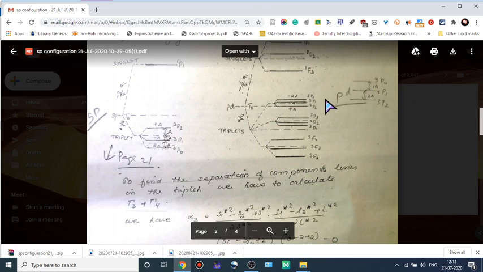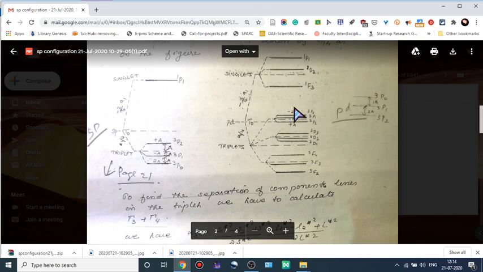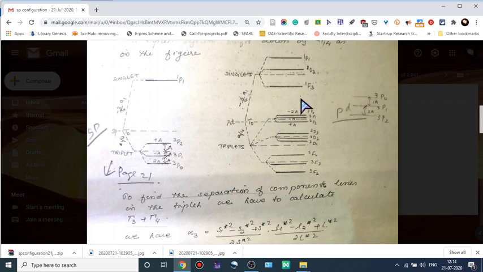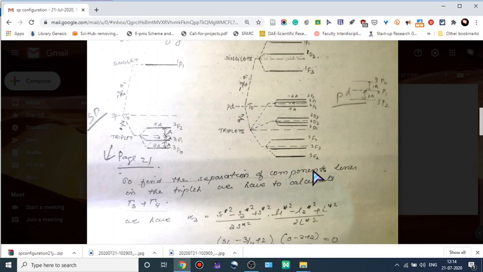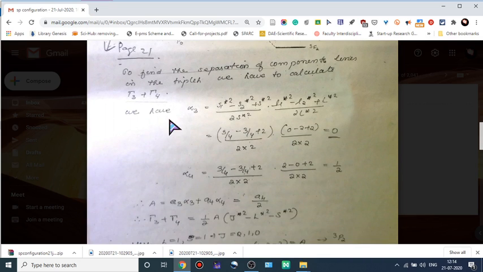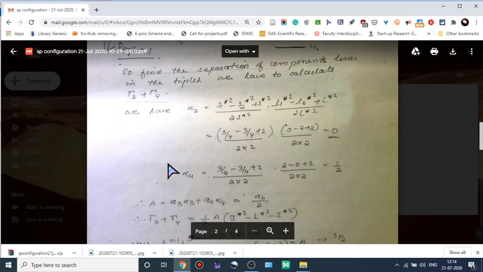For the pd configuration, take this as an assignment. Try to find the singlet terms and the triplet terms. There are three types of triplet terms for the p electron, d electron and f electron, that is L equal to 1, L equal to 2 and L equal to 3. Also we have to find gamma 3 plus gamma 4. Before finding gamma 3 and gamma 4, we have to find alpha 3 and alpha 4.